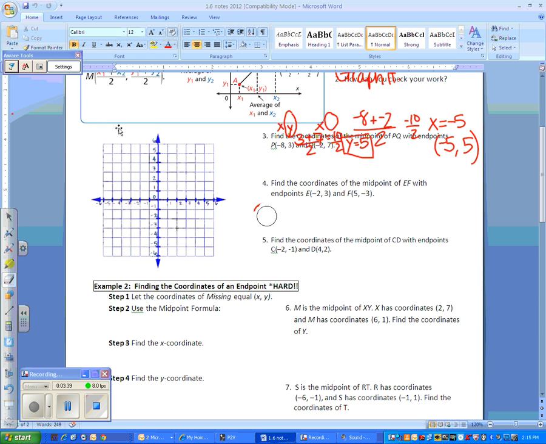Okay, so for number 6, it says M is the midpoint of XY. That's important. M is the midpoint. That means it's the point in the middle. And they give you X. X has coordinates 2, 7. So if I wanted to graph 2 and then up 7, here's X.